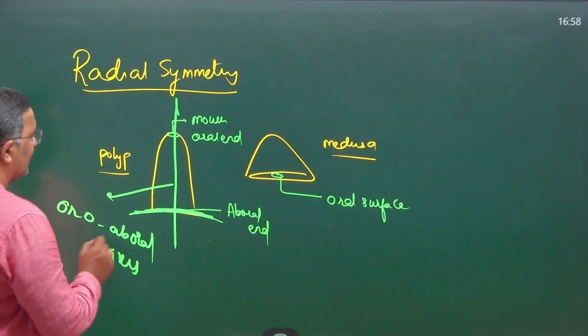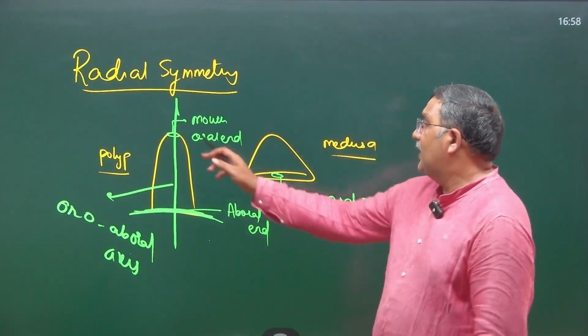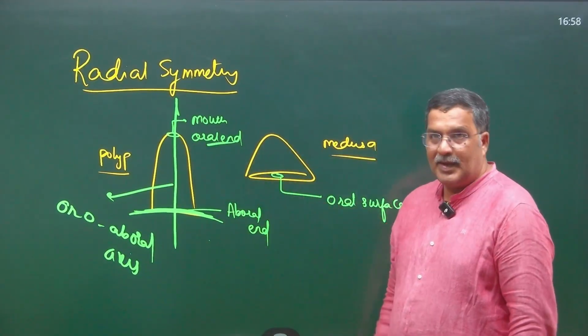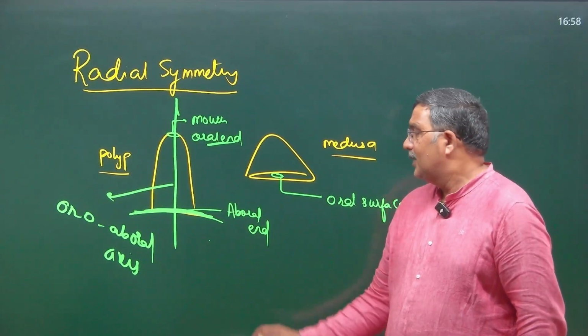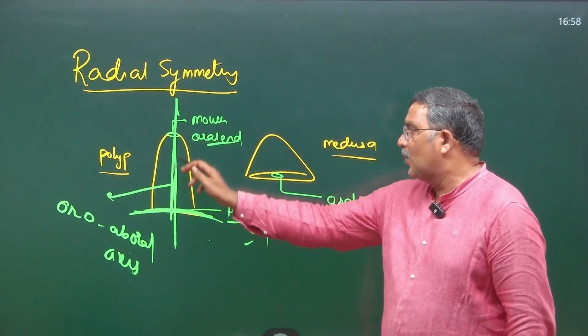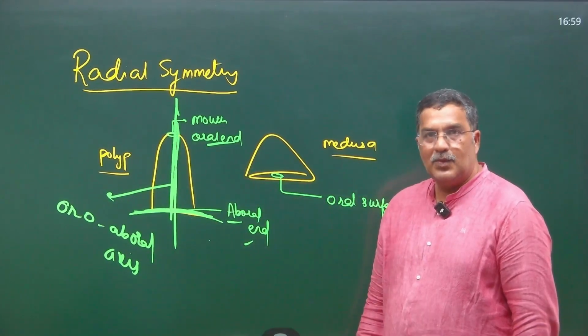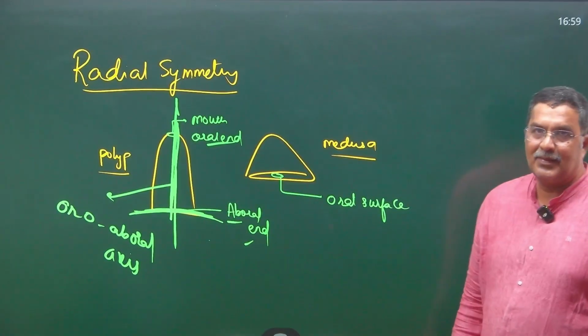Oroaboral axis. In the polyp form, what is the oroaboral axis? Where the mouth is present, that is called the oral end. Where it attaches to the substratum, we can say the aboral end. The axis traveling from the oral end to the aboral end is called the oroaboral axis. Okay.